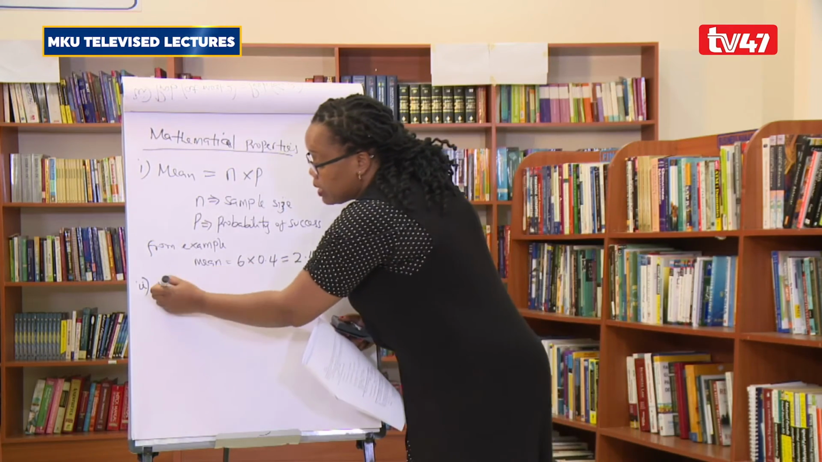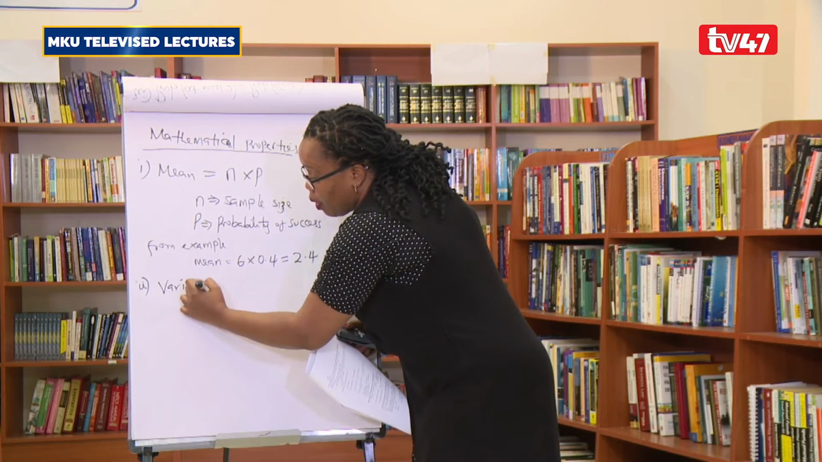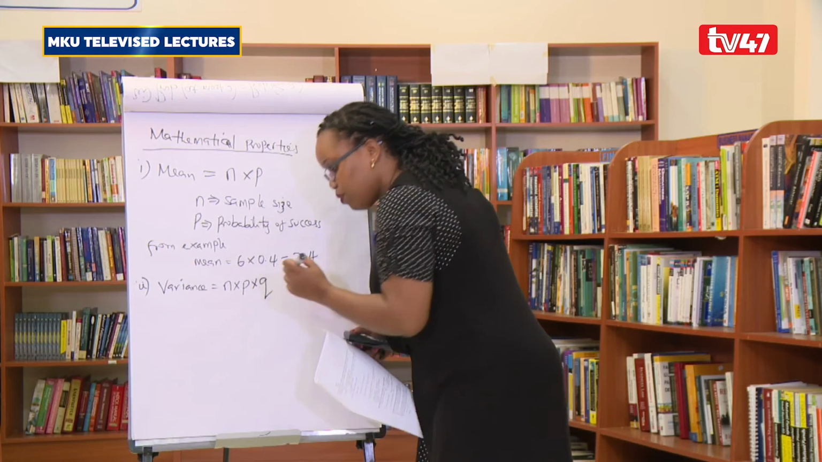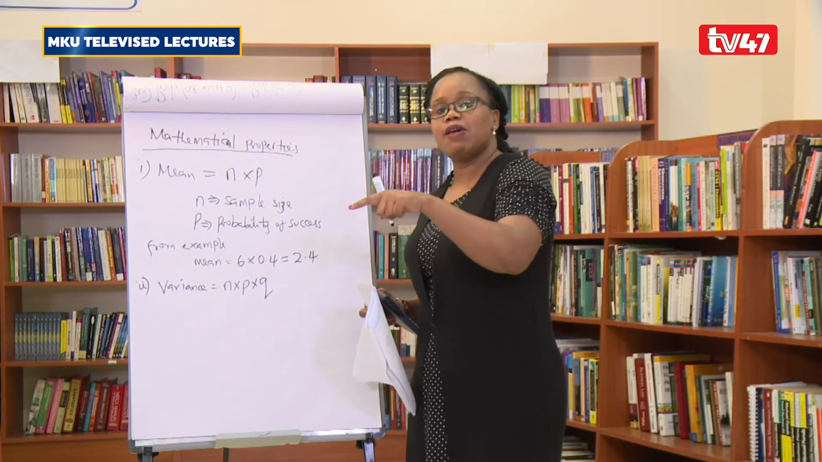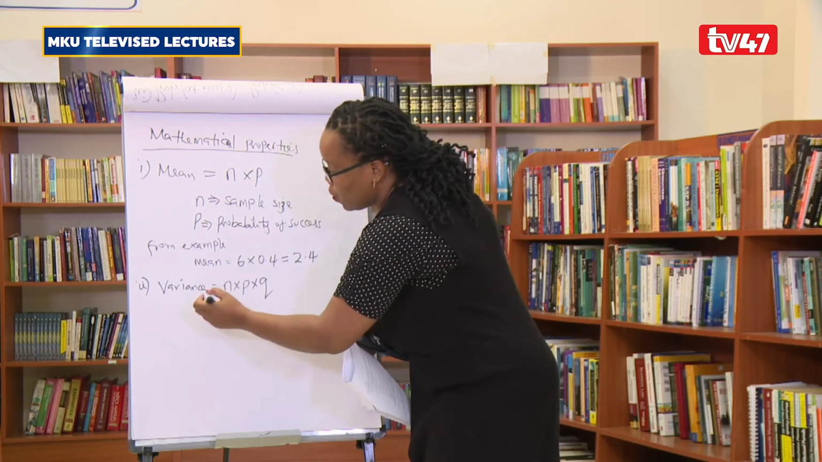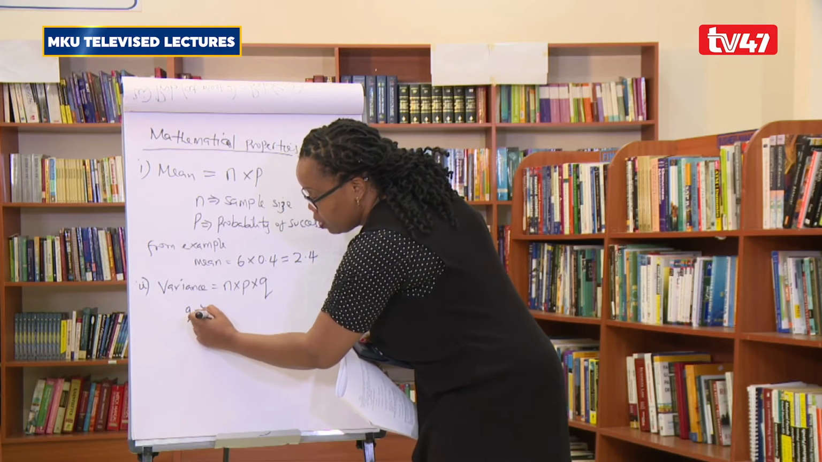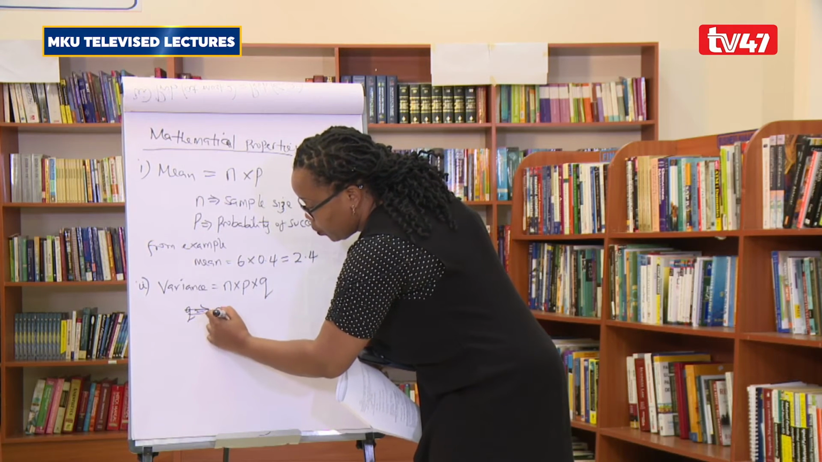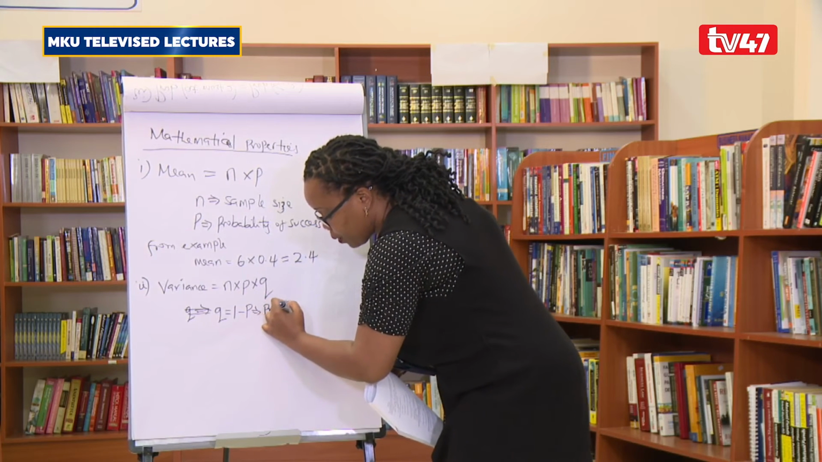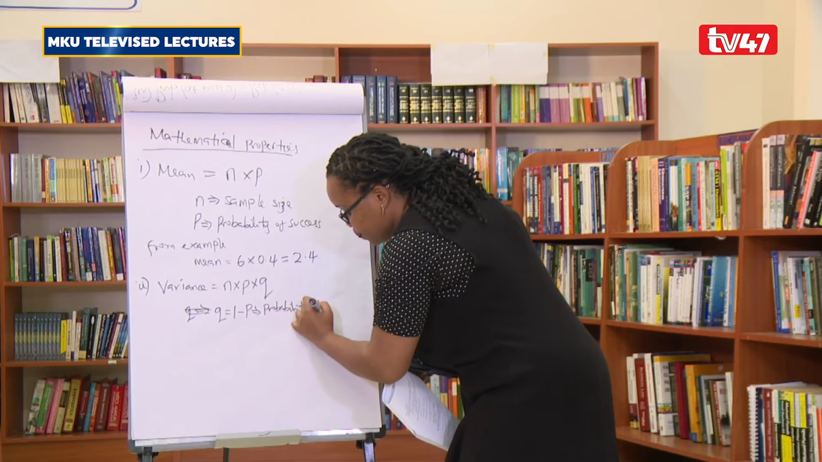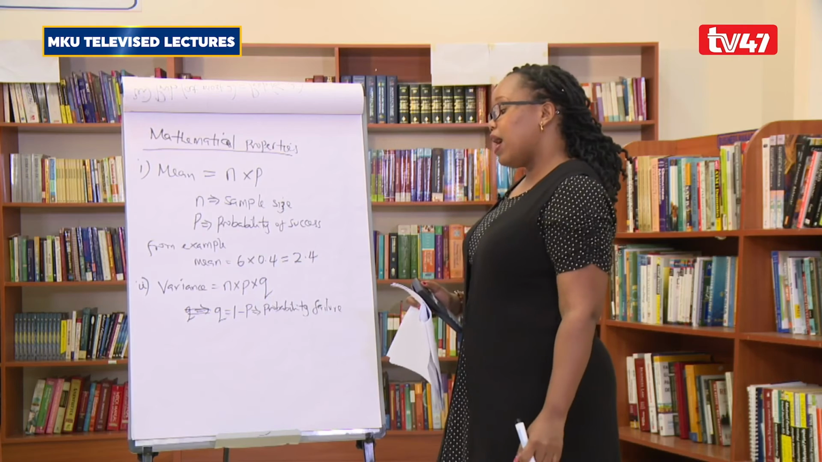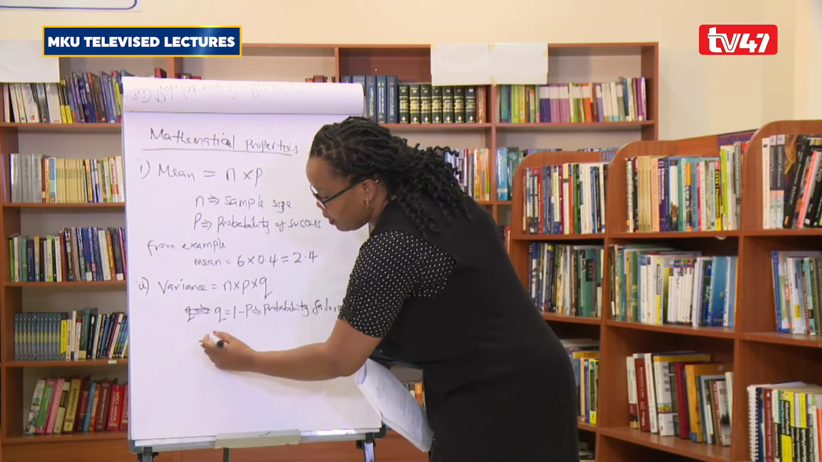Now the variance in this case would be n times p times q. Remember what q was? Q was the same as 1 minus p, which is our probability of failure. So let me just define that. Q, which is equivalent to 1 minus p, is the probability of failure. Okay?